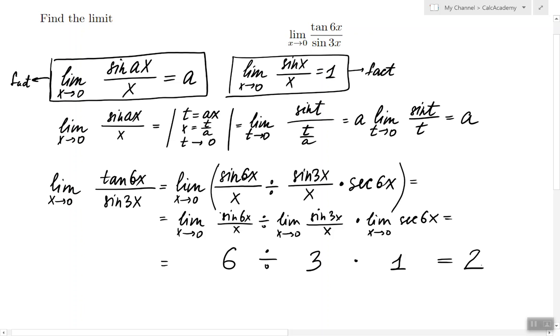So this is how we find the limit of a trigonometric function that involves expressions of the form sine or tangent of some multiple of x.